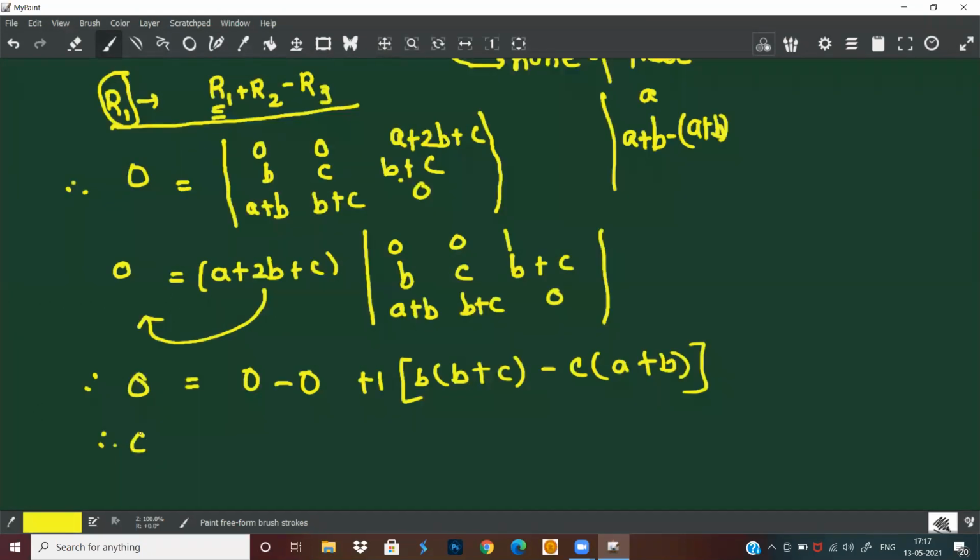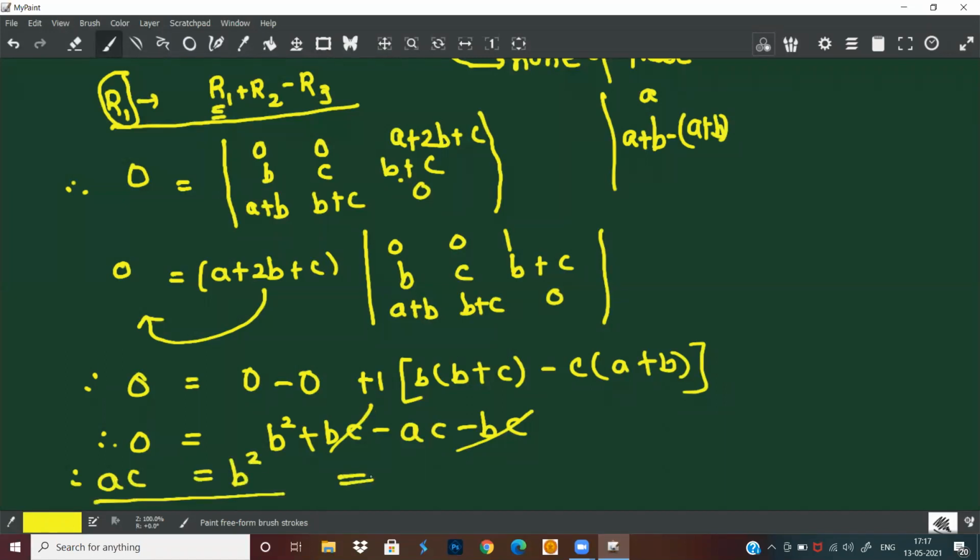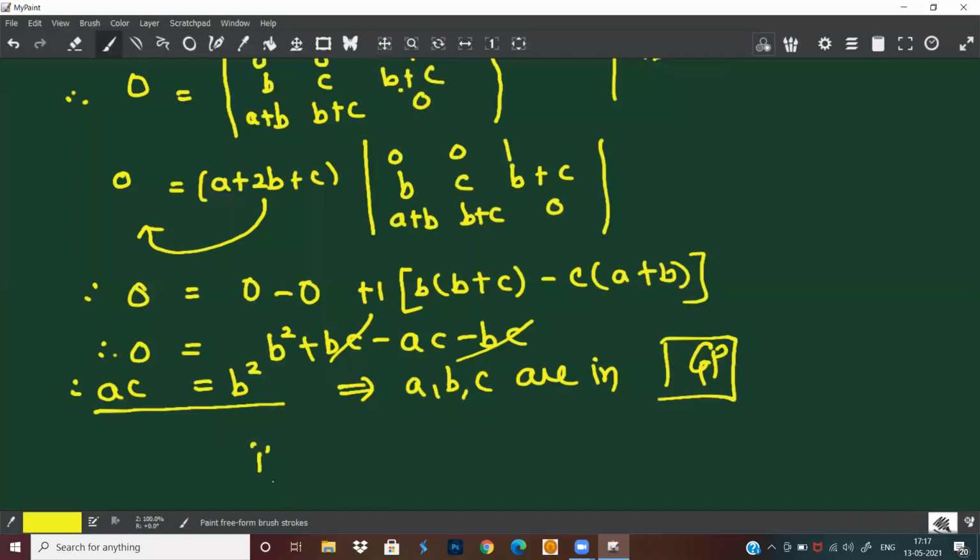So we will have 0 is equal to, open this: B square plus BC minus AC minus BC. So put AC on the other side. AC is equal to B square. Tell me, what does that imply? A, B, C are in GP. Perfect. If they were in AP, then what would my B be? Tell me.